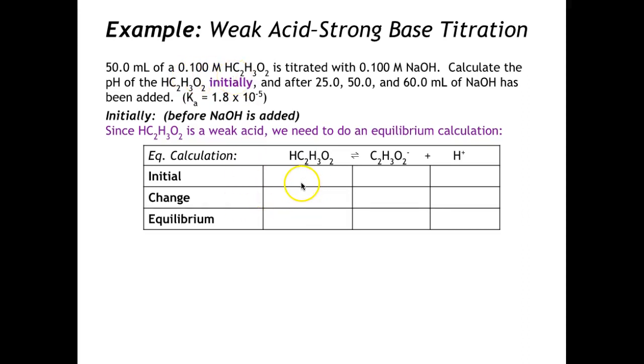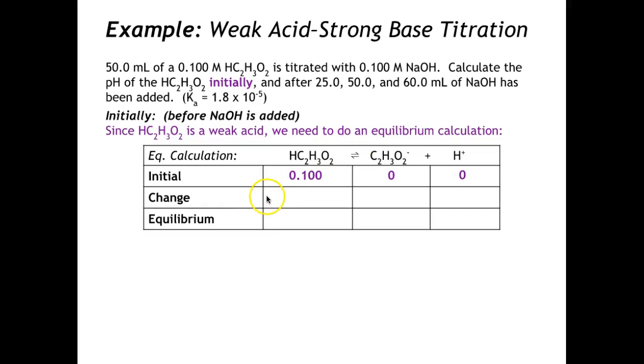So we're going to put our concentrations into our ICE table. We're going to have 0.1 molar acetic acid, and we're going to have none of our conjugate base yet because we haven't added any base to it, and this is not a buffered solution, so we don't have any there, and then we don't have any H+ to begin with.